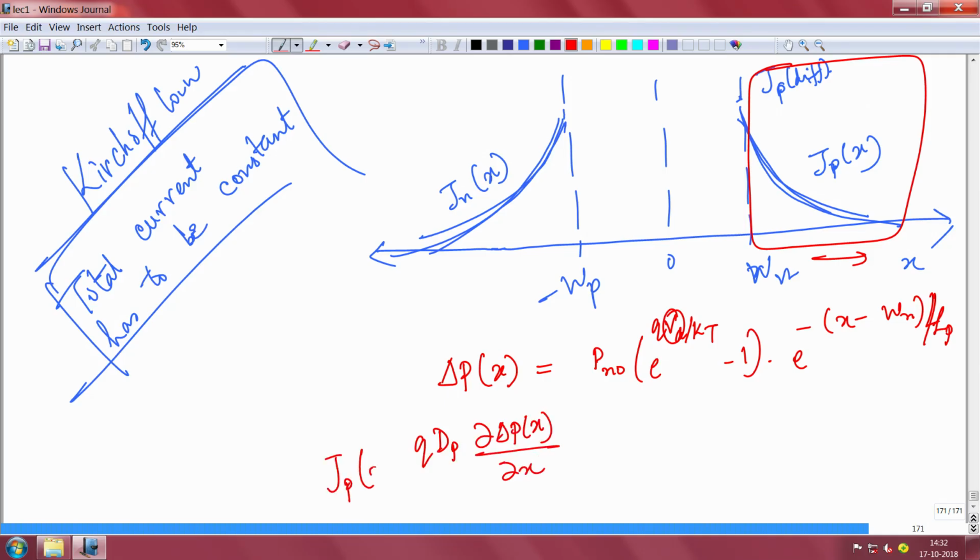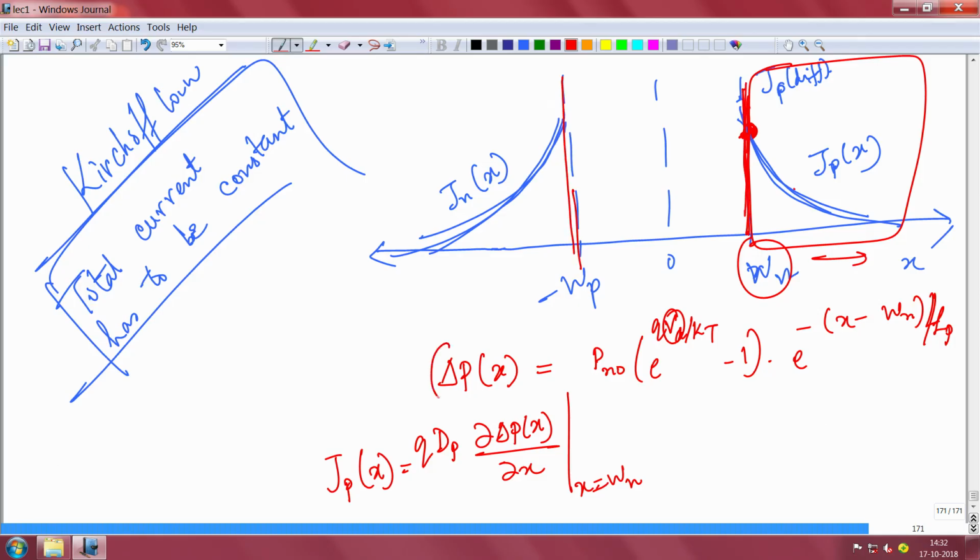Okay. And if I take a derivative of this now, q Dp d(delta p(x))/dx, this will give you the hole diffusion current, which is a function of x. You can do the mathematics, but I want to find out this particular value at x equal to Wn, which means what is the diffusion current at this point. It will decay of course, but I want to know the diffusion current at this point, at the edge. This is the edge of the depletion region. So, at the edge of the depletion region, what is the value?